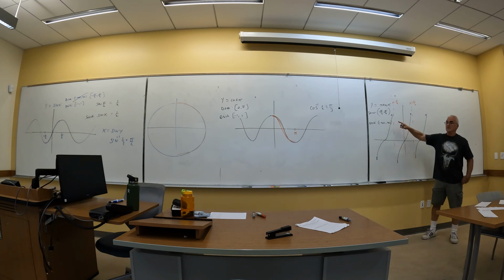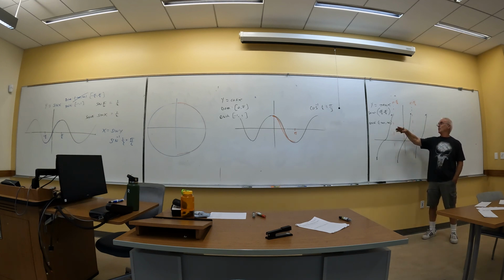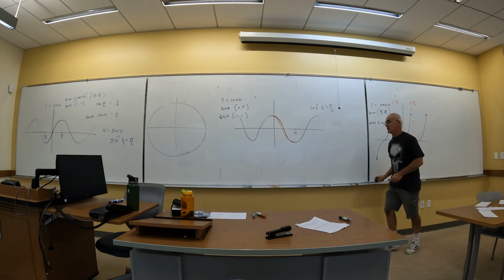So if I do the inverse tangent of any ratio, I'll get back an angle between negative pi over 2 and pi over 2. That makes things very, very practical.